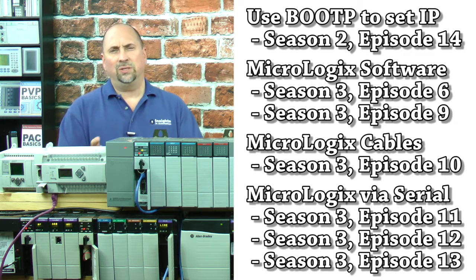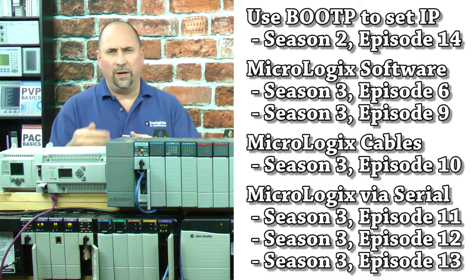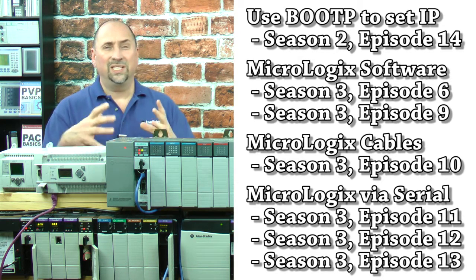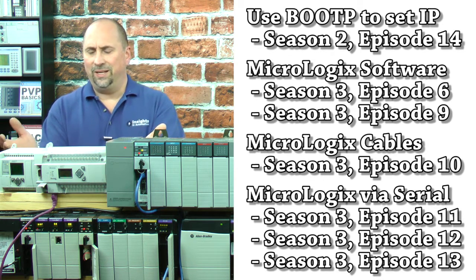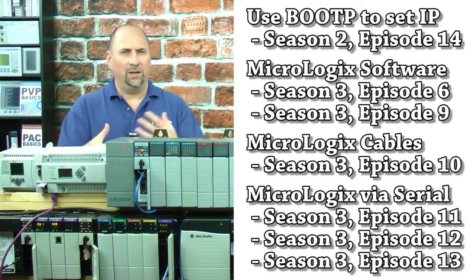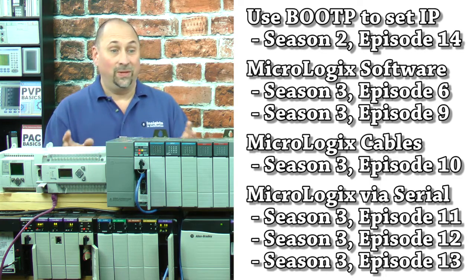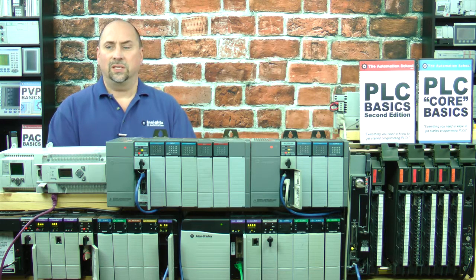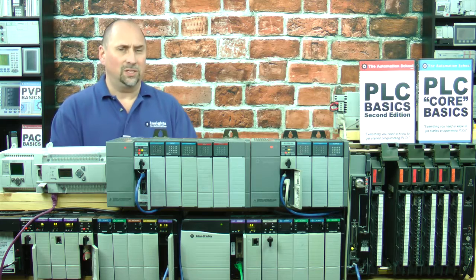That said, I've also already published 3 episodes that showed you how to connect to the 1000, the 1200, and the 1500 using serial. And because the 1100 connects via serial the same exact way with the same exact cables, we're not going to go over that in this lesson. Neither are we going to talk about the programming software because we have a lesson all about that as well. So with that said, let's focus on setting up the Ethernet connection and downloading to our MicroLogix 1100.